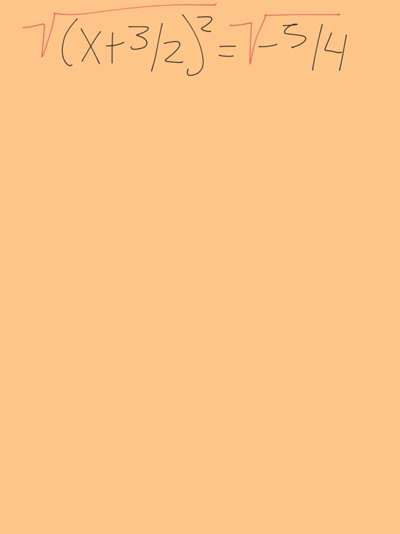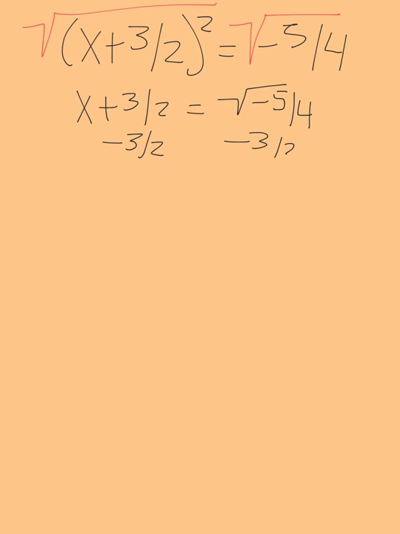When we square root each side of the equation, we end up with x plus 3/2 equals the square root of negative 5/4. Since we have a negative under the square root, we know we're going to end up with imaginary numbers somewhere along the lines here. But first, we want to get x by itself, so we're going to subtract 3/2 from each side of the equation.